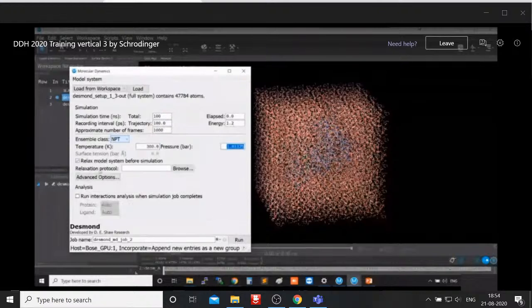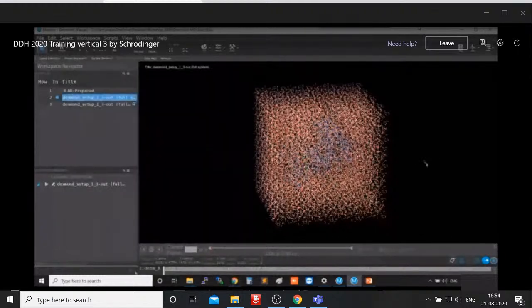You can change the temperature, you can change the pressure if you want, you can have a protocol, and that's it. Everything is basically considered by default. You just need to specify the number of nanoseconds and click on run. Once you click on run, it will run the MD simulation for you.